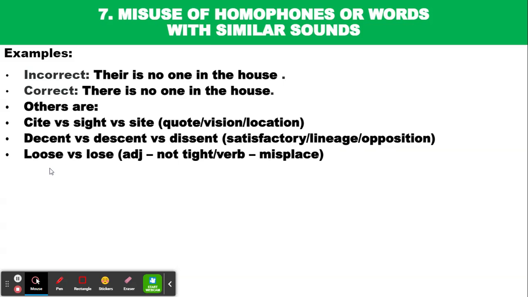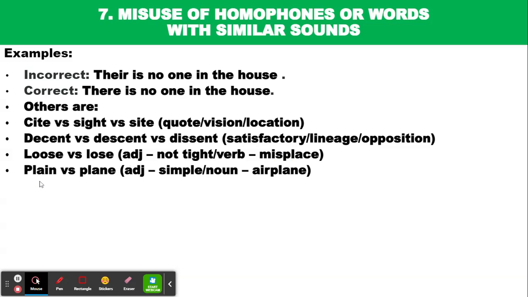Then you have "loose" and "lose". Loose with double O is an adjective. When something is not tight, you say it is loose. The one with a single O is a verb and refers to misplacing, such as when you lose your money or you lose your purse.